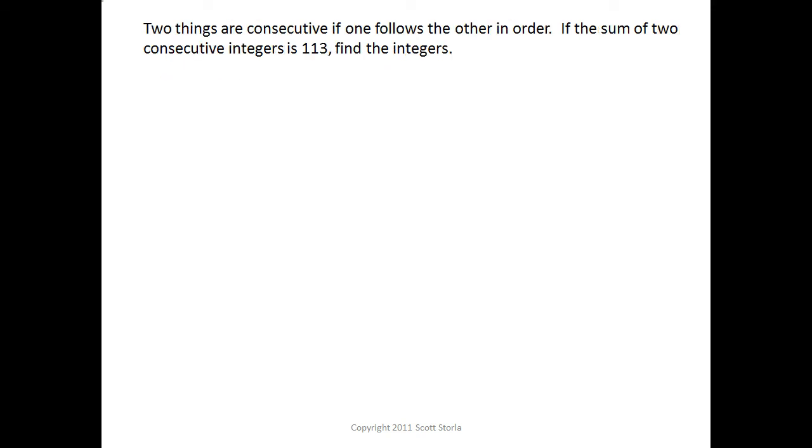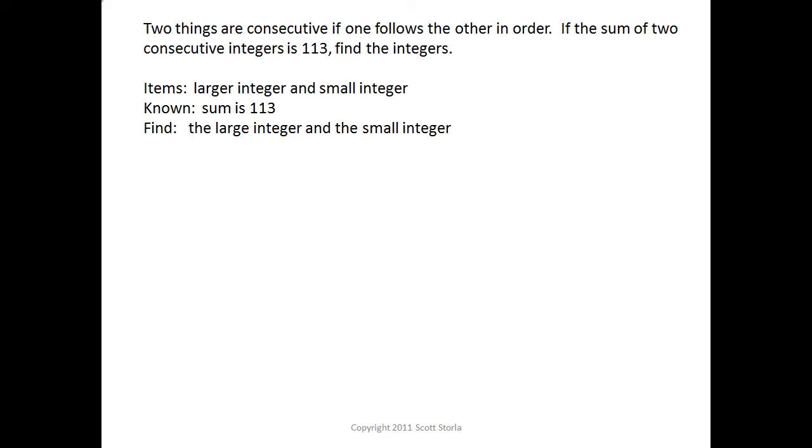Here's a common type of word problem. In this problem, our two items are the larger and smaller integer. We know the sum is 113, and we're supposed to find the value of our two integers.